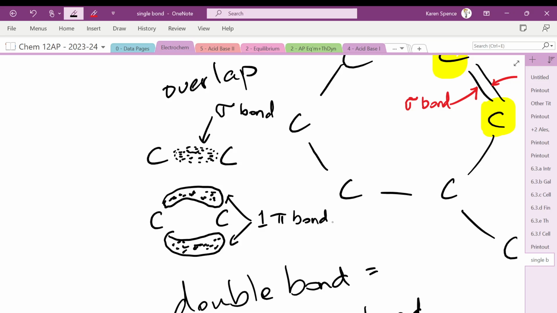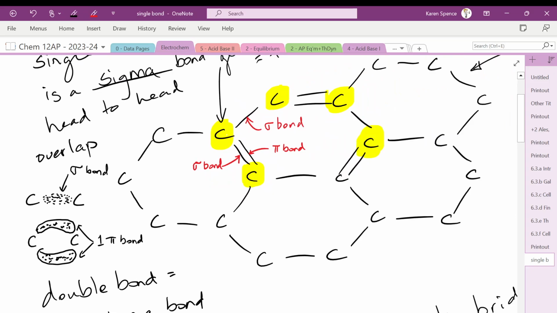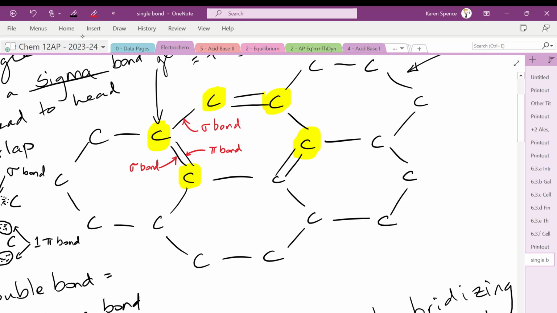Okay. Now, we were looking at the entire structure here, and do you see how we are alternating single bond, double bond, single bond, double bond, single bond, double bond? Yes? And that's going to happen in all of these.